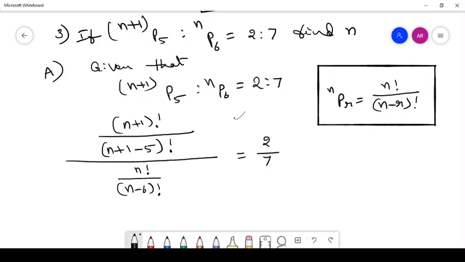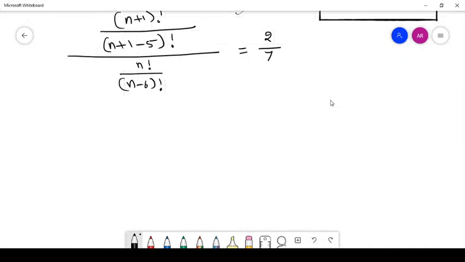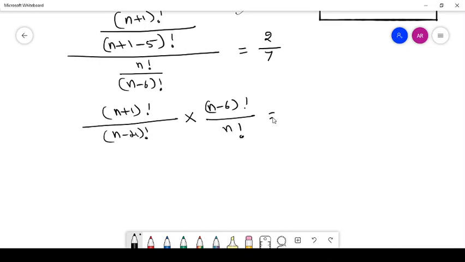Next, (n plus 1) factorial by (n plus 1 minus 5), that value is (n minus 4) factorial, into, you know that, 1 by n factorial into (n minus 6) factorial, can be written as (n minus 6) factorial by n factorial. This is equal to 2 by 7. (n plus 1) factorial can be written as (n plus 1) into n factorial.